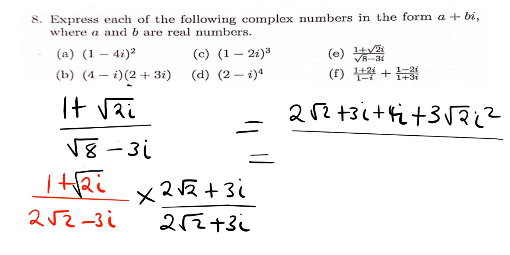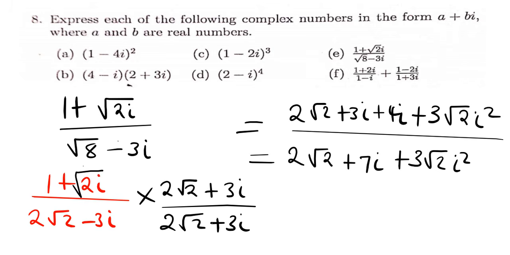Is there anything that we can cancel here? Okay, we've got 3i plus 4i there, so we can also simplify that one. So we've got 2 root 2, then there's 3i plus 4i, we're going to have plus 7i. Then plus 3 root 2, then there's i squared.